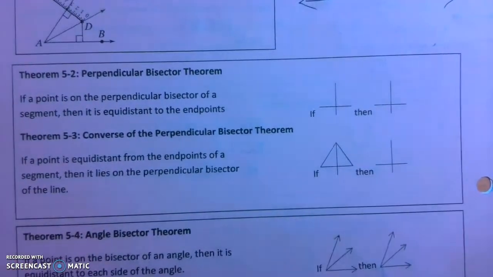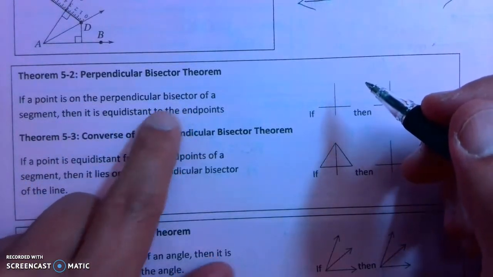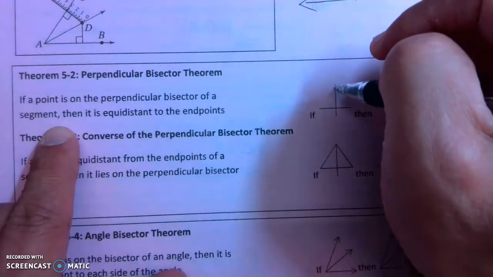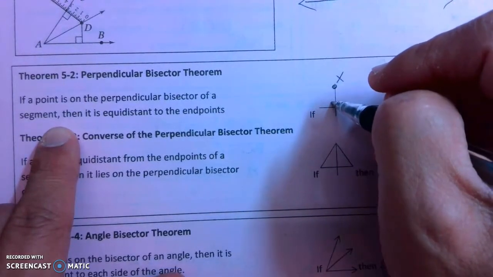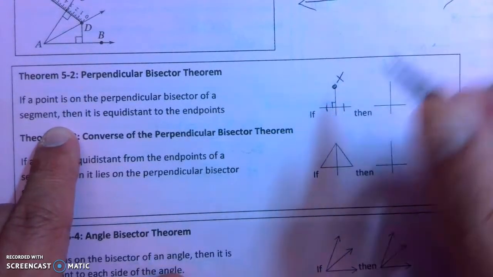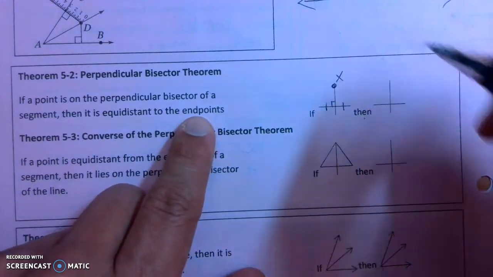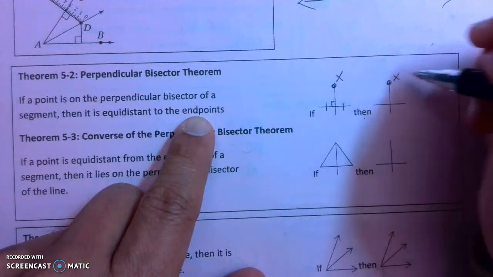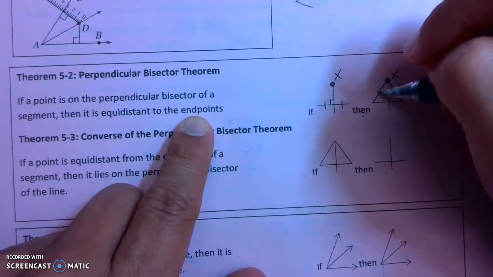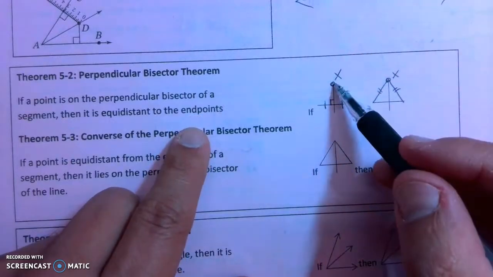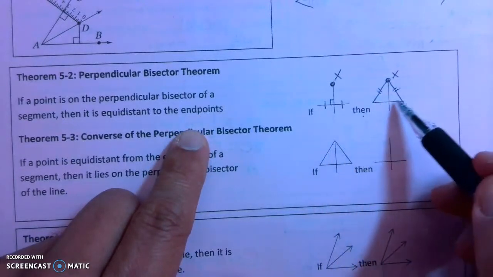Theorem 5-2, perpendicular bisector theorem. If a point is on the perpendicular bisector of a segment, so I got a point X here, then it is equidistant to the endpoints. So then this point X is the same distance here to here as here to here. So I would have a tick and a tick here. If I'm sitting anywhere on this perpendicular bisector, then if I connect to the endpoints of that segment, they would be equal.